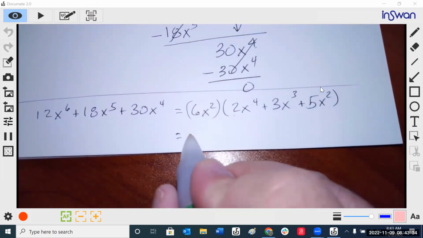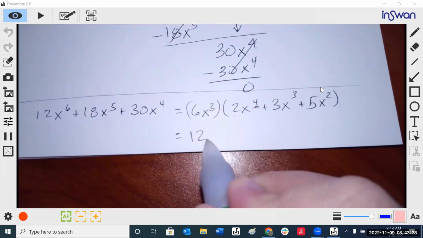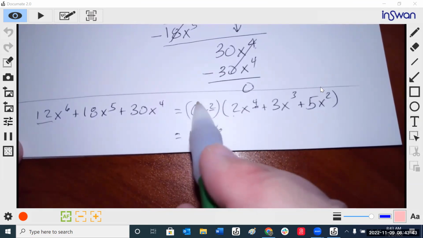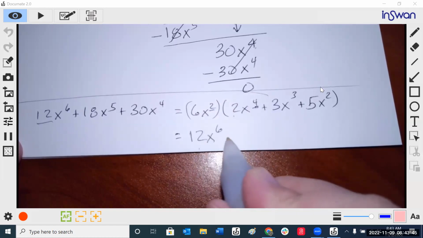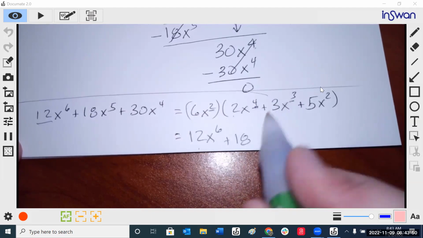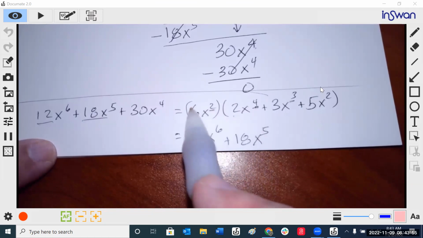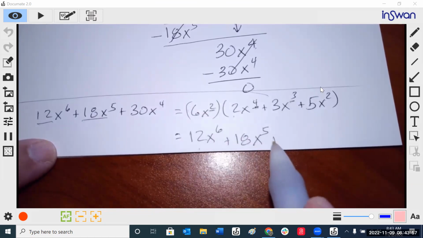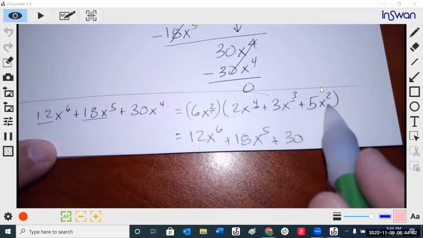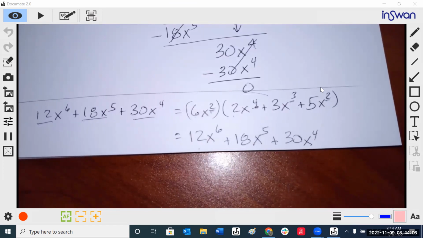Six times 2 is 12. 2 plus 4 is 6. That's good so far. 6 times 3, positive times positive is positive. 6 times 3 is 18. 2 plus 3 is 5. Check. Positive times positive is positive. 6 times 5 is 30. 2 plus 2 is 4. So it checks out. That's how you check your answers.